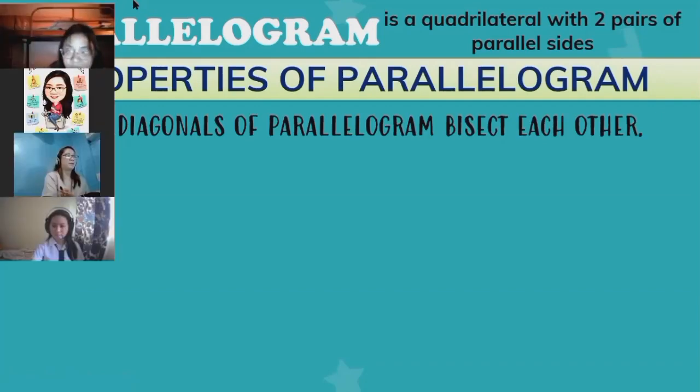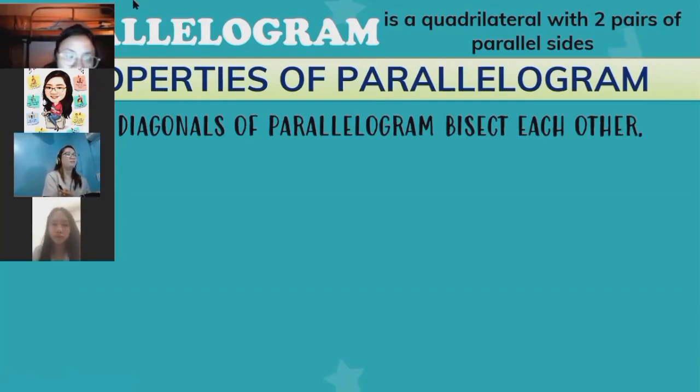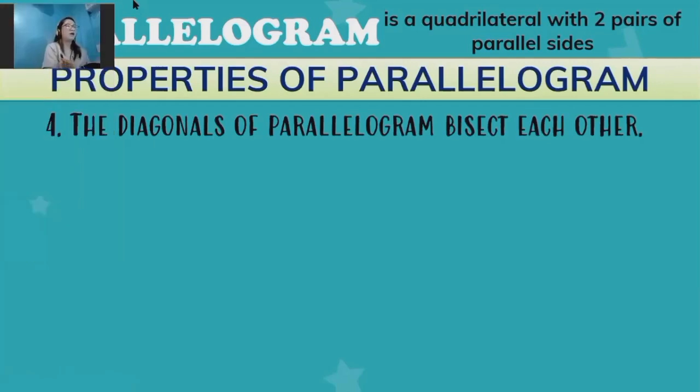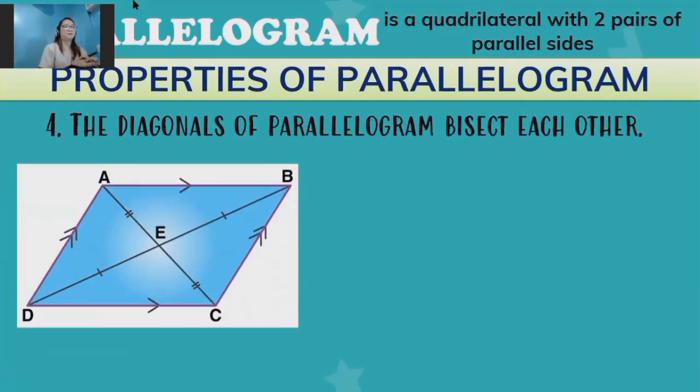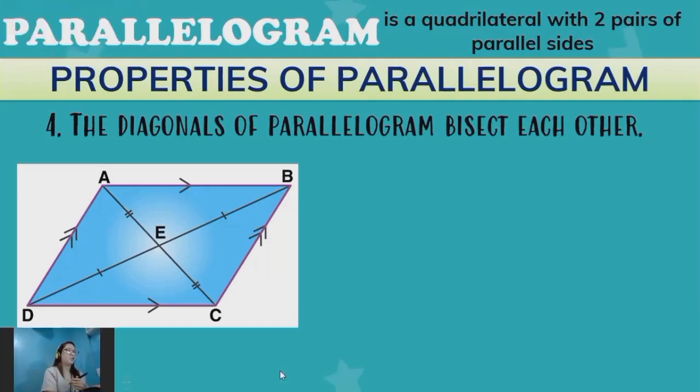Michelle? Nagsalubong po. Okay. Bisect means somehow we can say that nagsalubong, but nagsalubong means nag-intersect. Bisect means when these diagonals bisect each other, they were equally divided into two. Okay? So as you can see, we have a new figure here now. It is still parallelogram ABCD. Can you name the diagonals found in this figure? Name the diagonals found in this figure. It's Michelle again. How about the others?